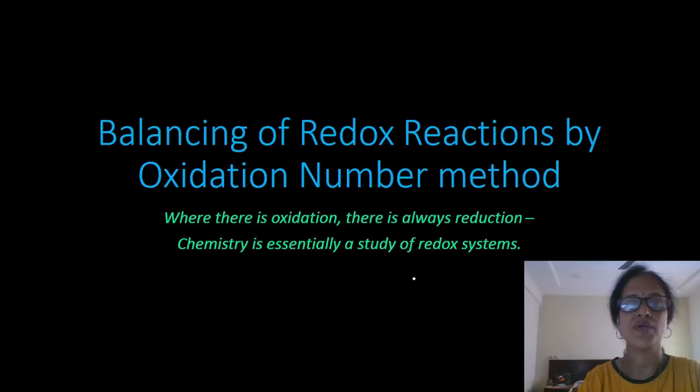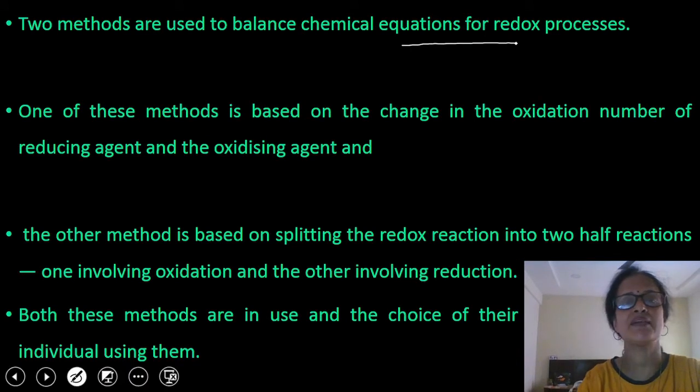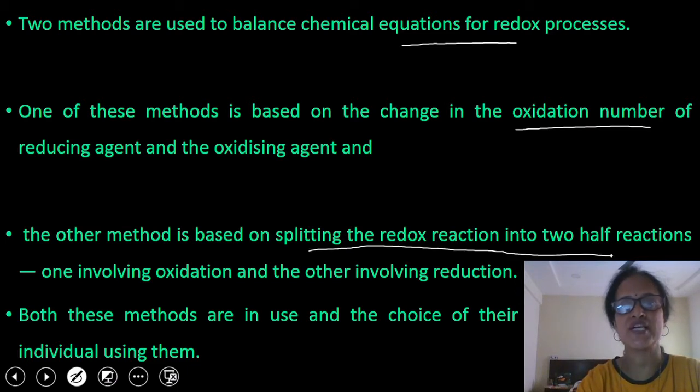So as I told you, the name of the topic is balancing of redox reactions by oxidation number method. There are two methods which are used to balance the chemical equation for redox processes. One of these methods is the oxidation number method, and the second method involves the splitting of redox reactions into two half reactions. In today's session, I will discuss the oxidation number method. Another method will be discussed in the next session.